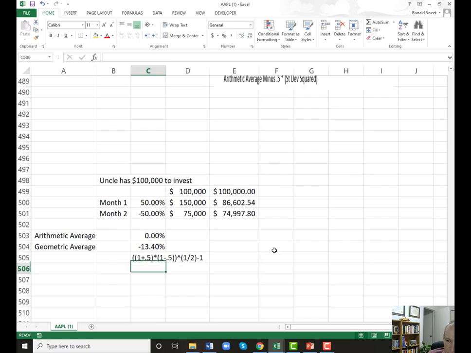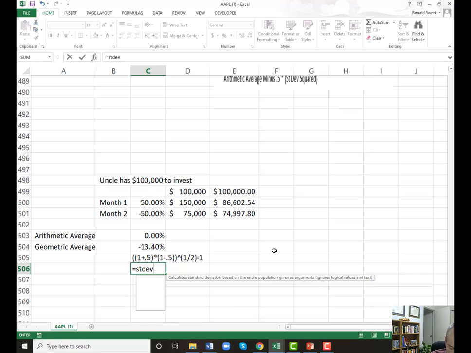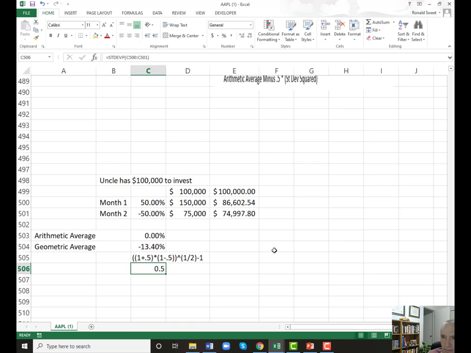Now, we can calculate the standard deviation of this. It may not work so much here. So if we take the arithmetic average minus 0.5 times the standard deviation squared, we get 12.5. We don't get 13.4. But this is not really normally distributed. We only have 2 data points. So it kind of gives you in the ballpark, but not quite.